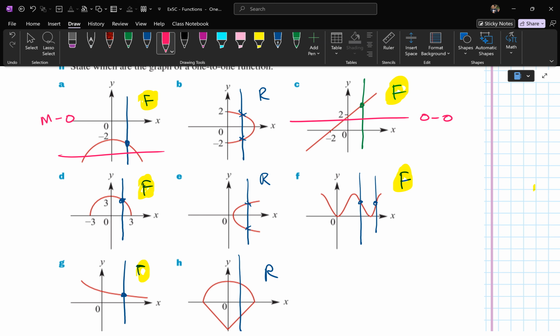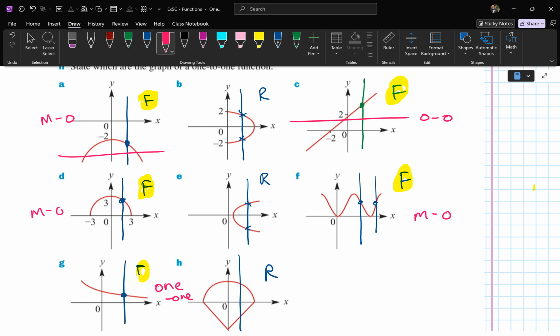This is a function, but which type? There's only two: one-to-one or many-to-one? Many-to-one. Again, the horizontal line test shows this is many-to-one. So M to O. This is a function. What type? Many-to-one. Start to get the pattern? Same thing with this one. Many-to-one or one-to-one? One-to-one. That's 5C, 5D. Cool?